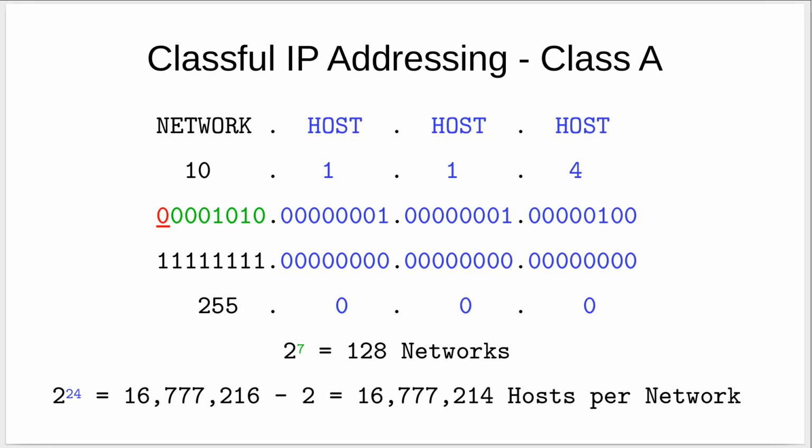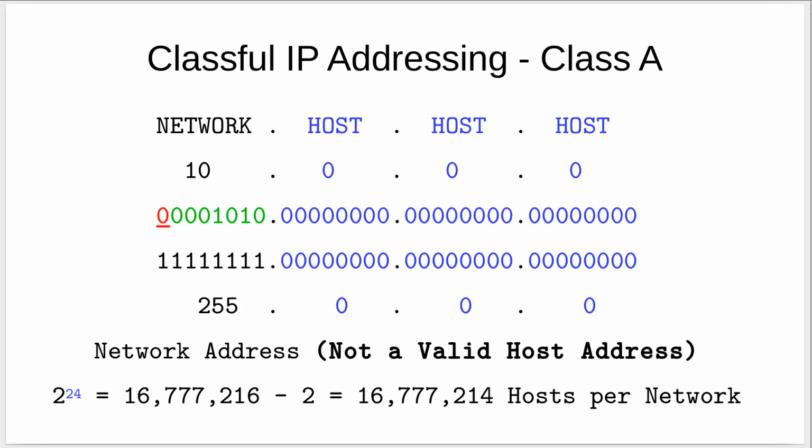If we move a little bit further, we'll see on the very next slide, I'm going to set all the host bits to 0 to generate the network address, and all the host bits to 1 to generate the broadcast address. But just to give you some idea, the proper calculation would be 2 to the power of 24 minus 2, minus the network address and broadcast address, which gives us 16,777,214 hosts per network. There you go. There's your network address.